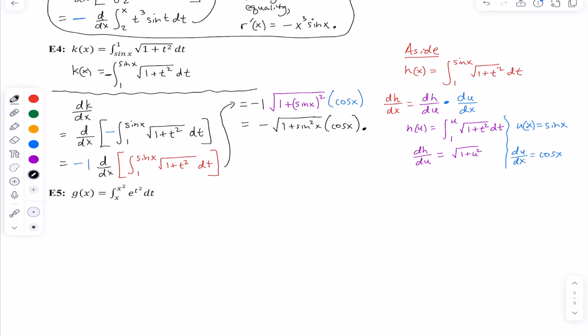We need to write a conclusion sentence. By the transitive property of equality, we now know the derivative here. The derivative of k with respect to x is equal to this function of x.